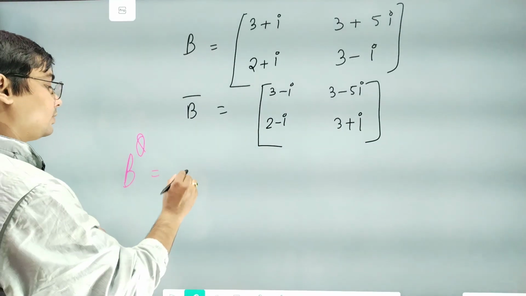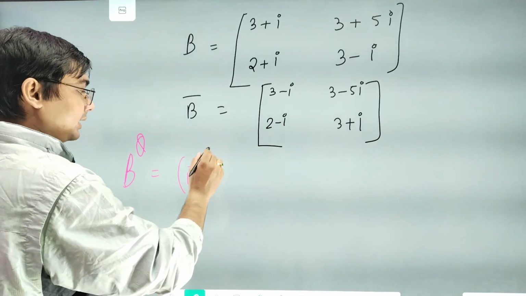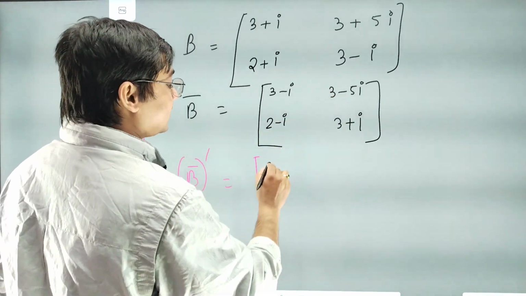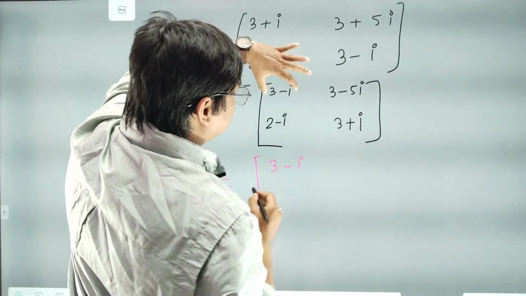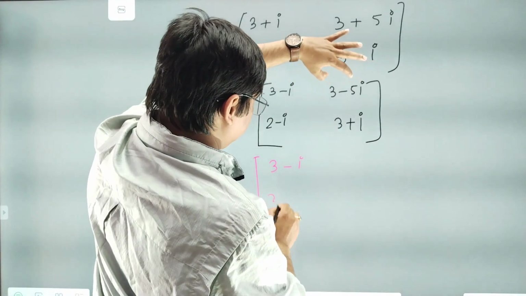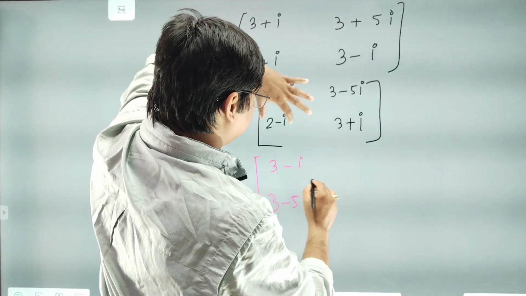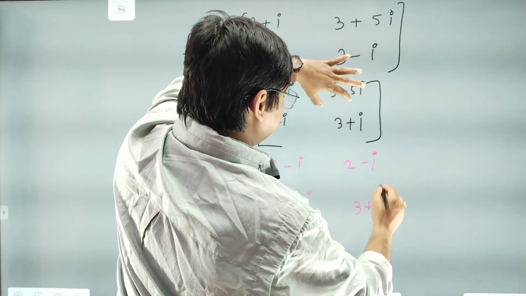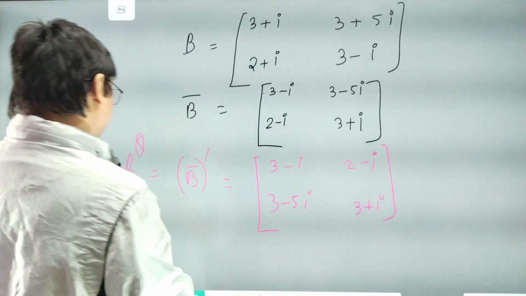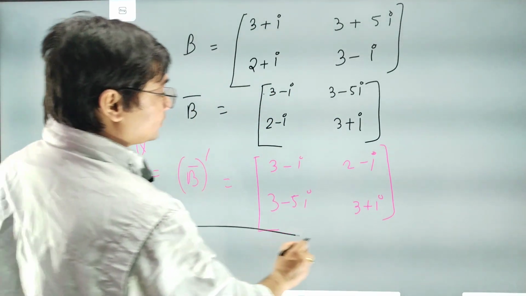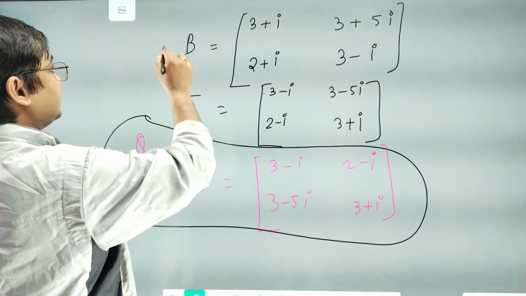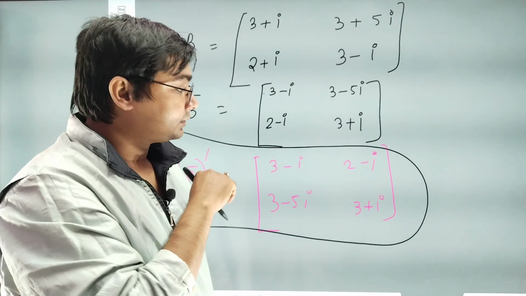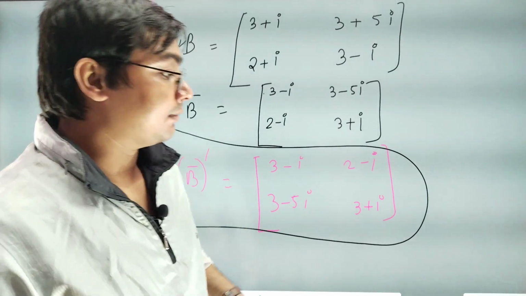Now you take the transpose. Yes, you just interchange the rows and columns of this matrix. So this will be 3 minus i, here will be 3 minus 5i, here will be 2 minus i, here will be 3 plus i. Yes, so this is the transpose conjugate of this matrix B. So I hope now you can find the transpose conjugate of any matrix.